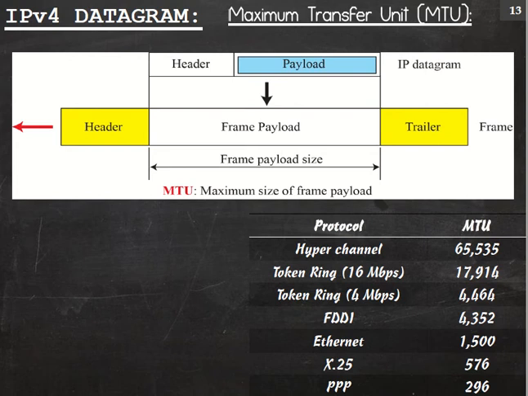We have to divide the datagram to make it possible for it to pass through the network, and we call this process fragmentation. If the size is more than 65,535 bytes, we have to divide the datagram so that it can pass through the network, and this process of dividing the datagram into a number of packets we call fragmentation.